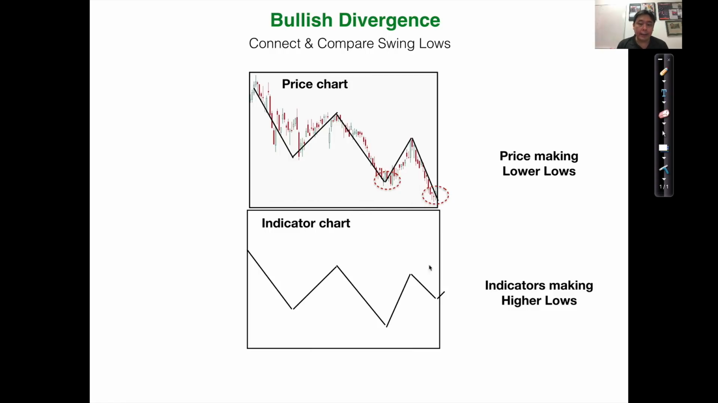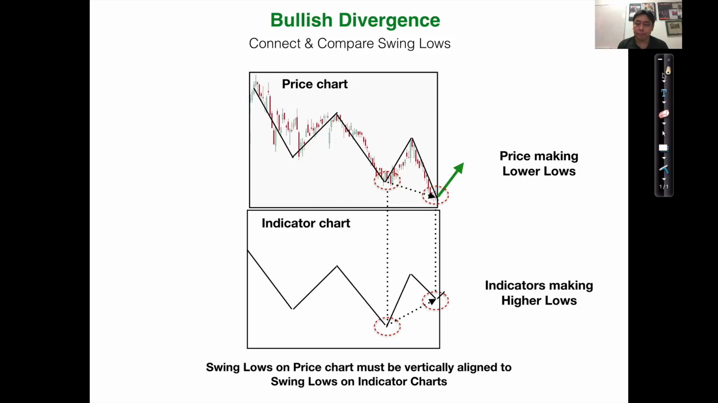Now, on the indicator chart, you have to also look for the two swing lows that vertically align with the two swing lows on the price chart, which happens to be these two swing lows, right? You can see that it is vertically aligned. Okay, there we go.